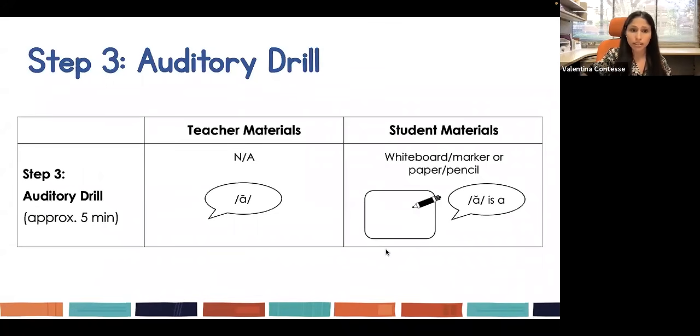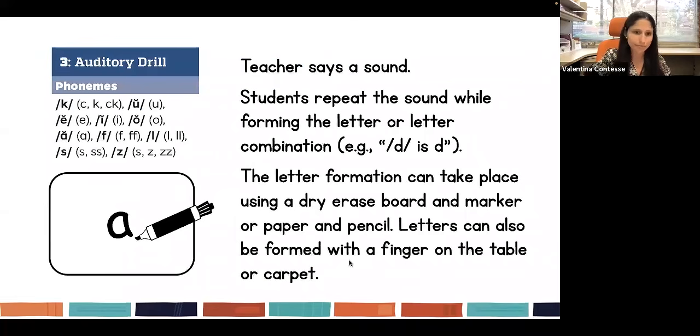We have devoted a little longer to this step because we know writing is more laborious for our students in the primary grades. So for this step on the lesson plan, you'll see phonemes listed in bold, and in parentheses, you'll see the graphemes that students have learned up to this point in the scope and sequence. So for example, for the phoneme K, students have learned C, K, and CK to represent that phoneme or sound.